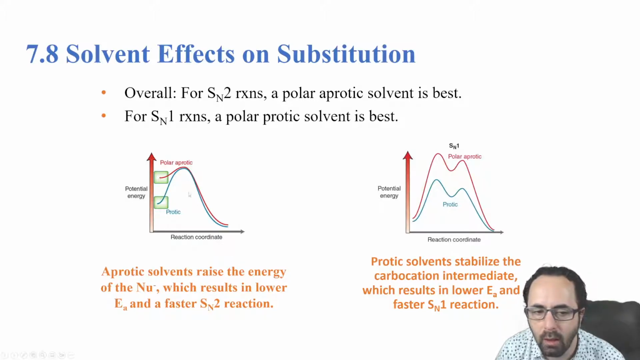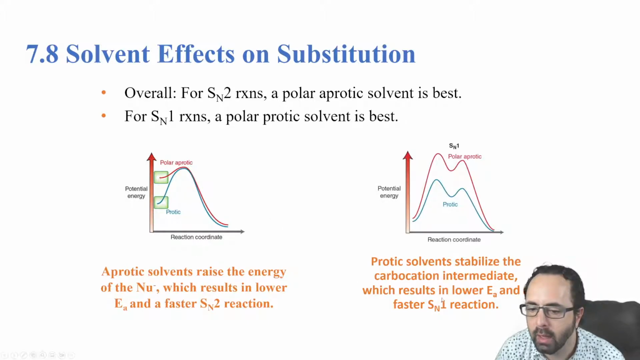Well, if we have a polar aprotic solvent in an SN2 reaction, the reactants start at a higher energy. So the activation energy is lower, and you get a much more exothermic reaction. With a protic solvent, what we're going to see is that the nucleophile ends up getting locked up by the protic solvent, and it's harder for it to get to the substrate. So the result is that we're starting from this more stable state, and it's harder to get to the transition state because it's harder for the nucleophile to reach the substrate.